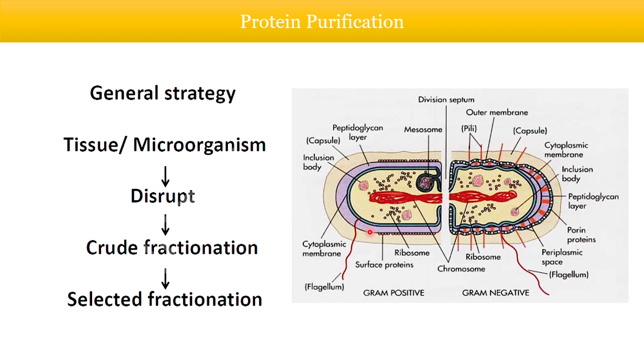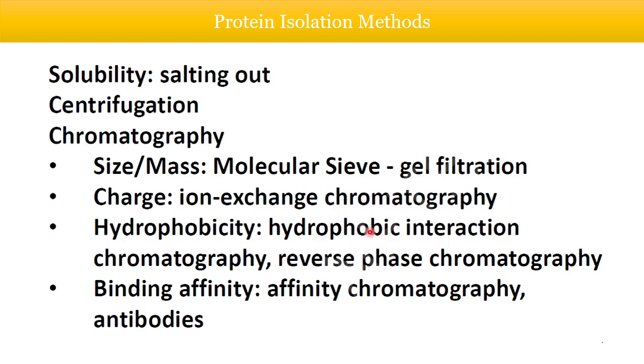Now from the crude extract, after we separate it, there will still be some impurities which remain, and therefore we have to remove those by selected fractionation. So from protein isolation, this is the general strategy of how we can purify the proteins. Now there are different protein isolation methods, which include your salting out strategy: when you add a lot of salt, the protein of your interest precipitates out and you can isolate the protein.